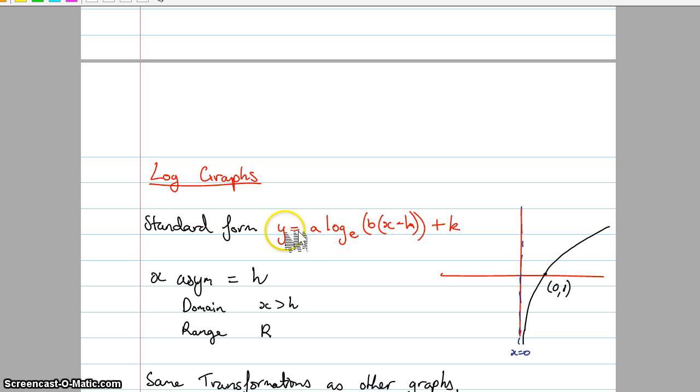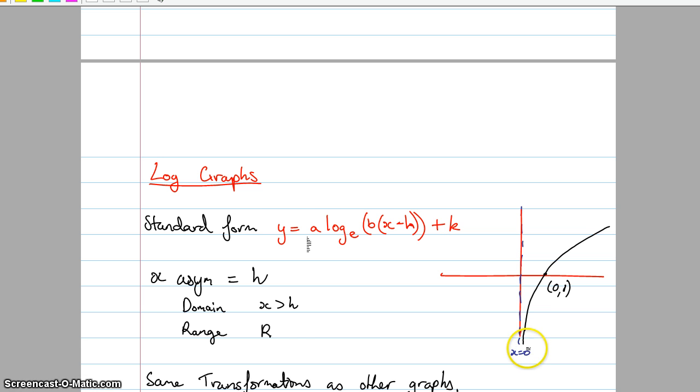So first of all, I'm going to show you the standard form of a log graph, which is, as I like to put it, like this. It looks exactly the same as all of the other graphs that we've looked at. It's just now we've got a log attached to it, and again I'm going to use log to the base e. You could use log to the base of any positive number, but I'm going to use log to the base e.